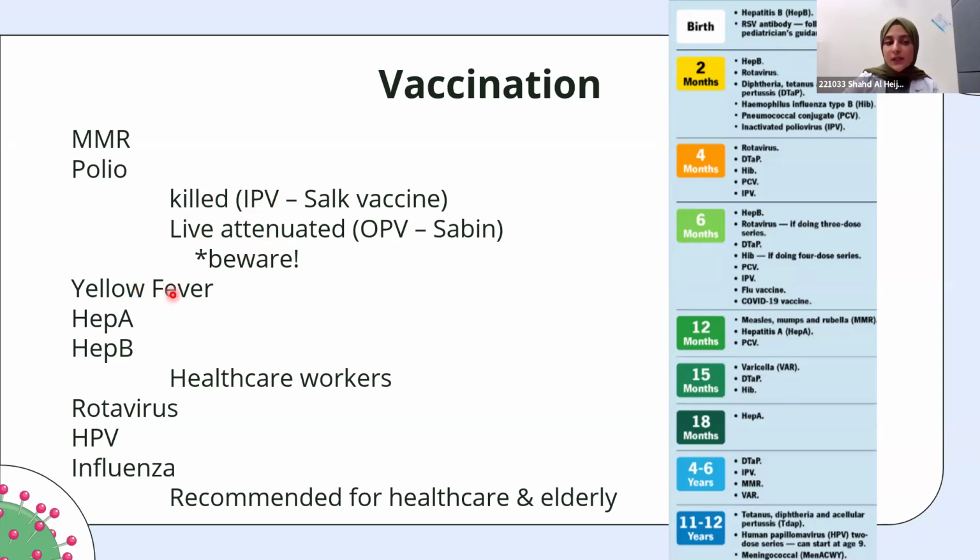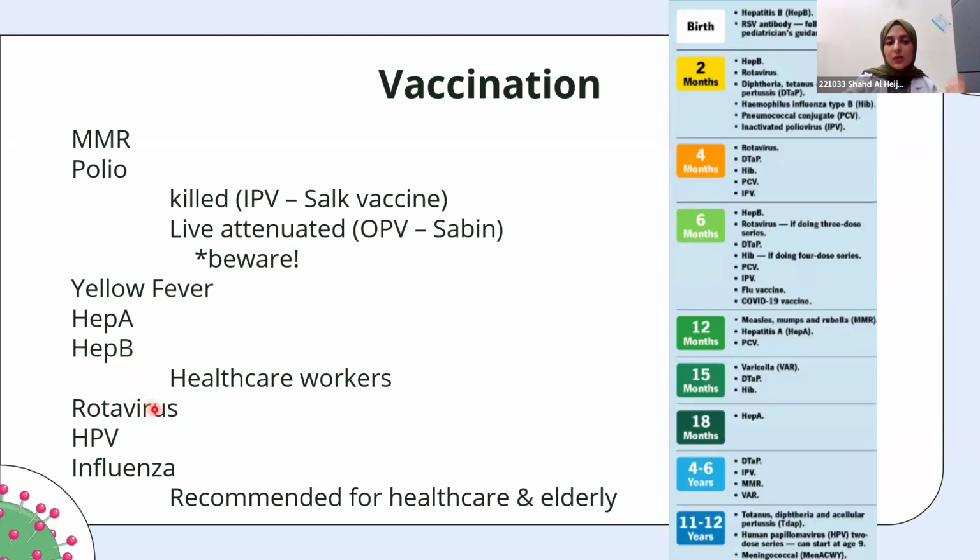You also have yellow fever vaccine, hepatitis A and hepatitis B. Remember when I talked about hepatitis B, I said it's transmitted through blood, which means that if you get a prick by a needle or a syringe used by a patient who has hepatitis, you can get hepatitis yourself. So healthcare workers should get the hepatitis B vaccine.